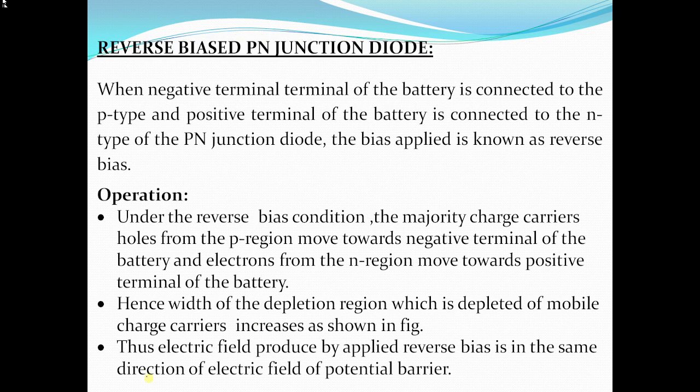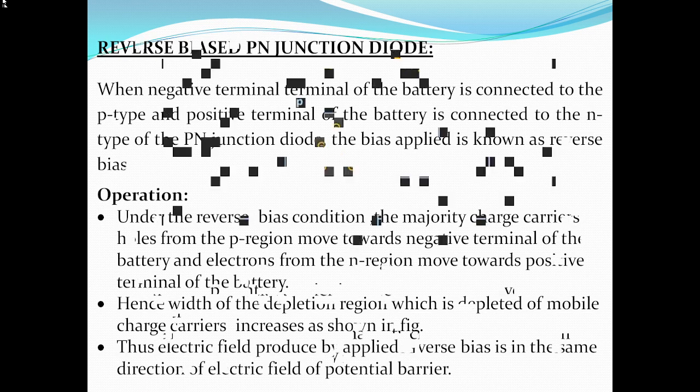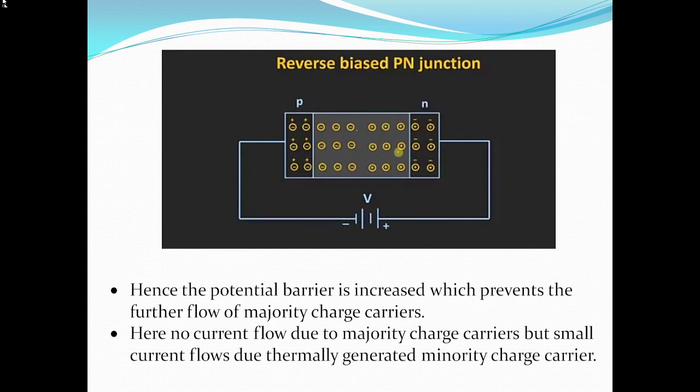If we move to the reverse biased PN junction, what happens? Reverse means the negative terminal of the battery is connected to P type and the positive terminal of the battery is connected to N type. This we call a reverse biased PN junction. Now see here, P type is connected with the negative terminal of the battery and N type is connected with the positive terminal. Now, what are the majority charge carriers in P-type?